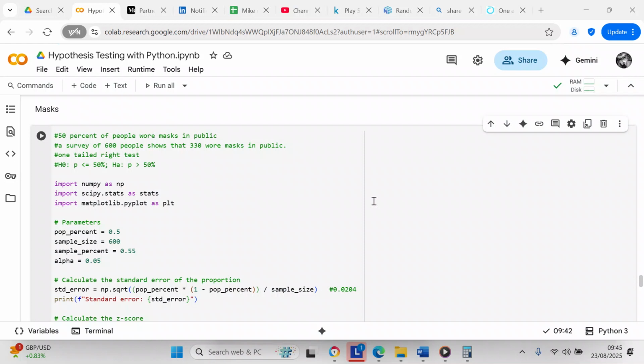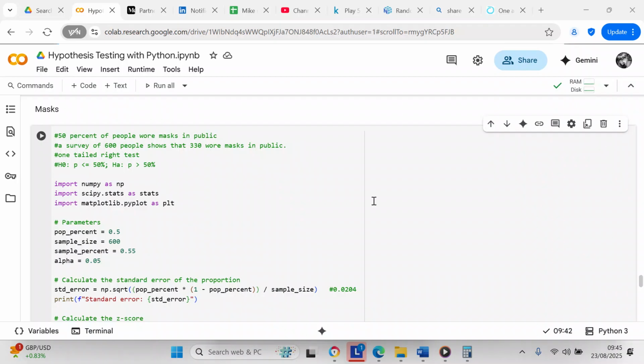In this particular video, we're going to perform a hypothesis test, and it's going to concern masks. We're going to go through the practice question: is 50% of people wore masks in public? A survey of 600 people shows that 330 people wore masks in public. So you're going to perform a one-tailed right test.